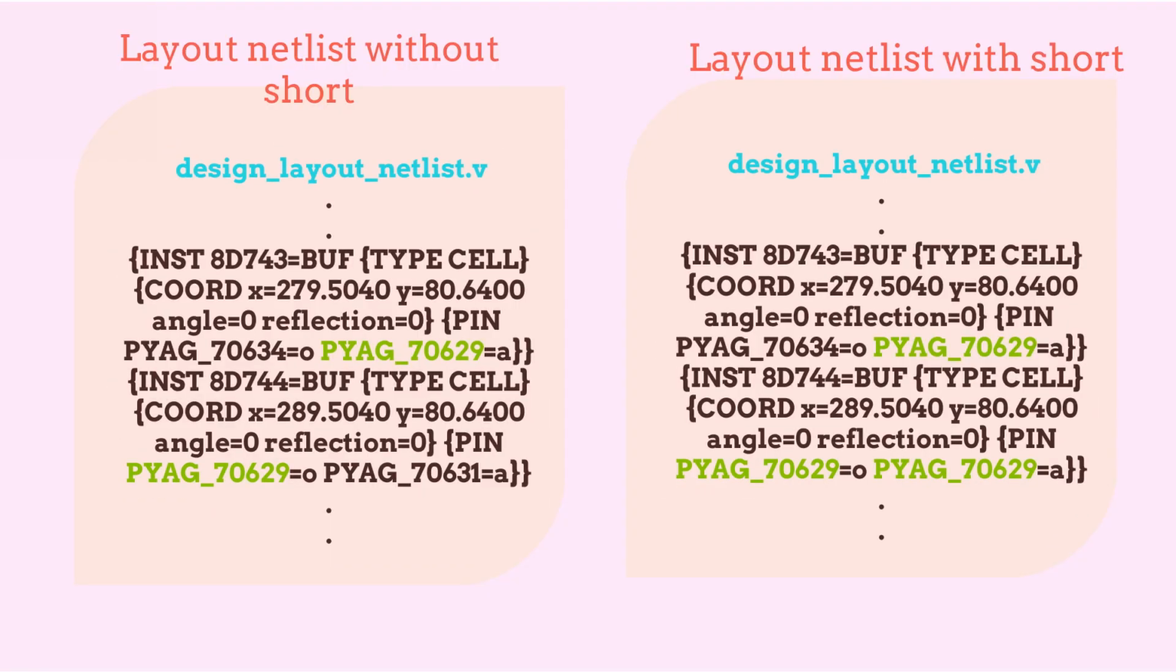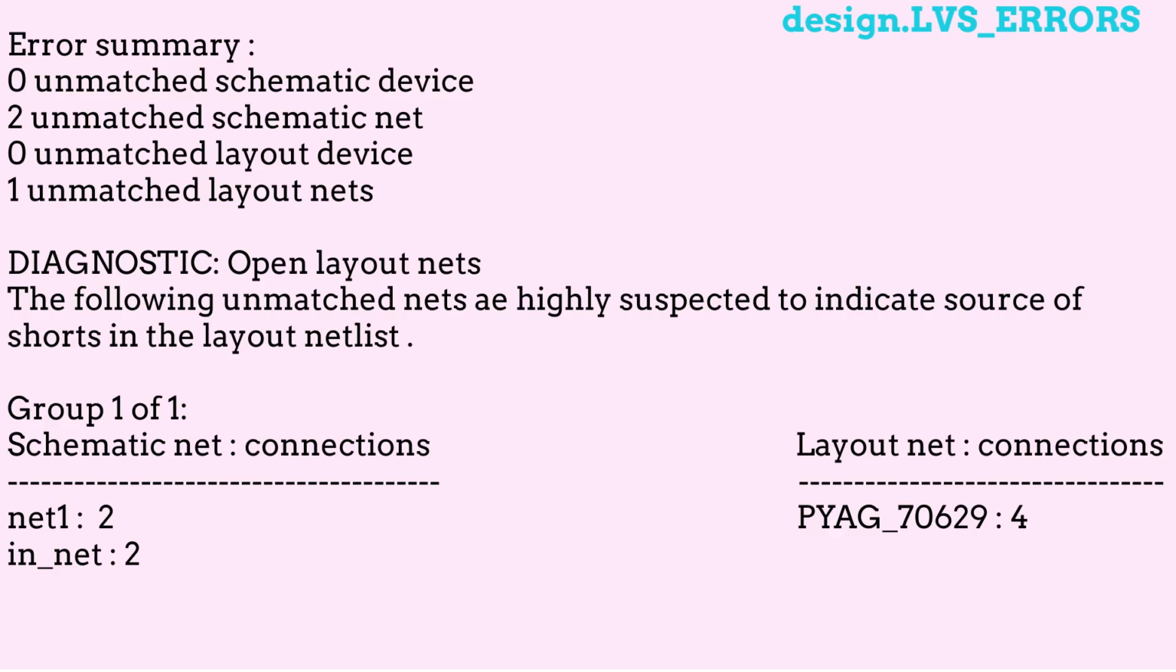In layout netlist with short, pin A and pin O of the same cell is connected to the same net. In schematic netlist, there are two nets, net 1 and in net, which is connected to two pins each. In layout netlist, since the shapes are overlapping, both the nets, net 1 and in net, are merged into one net, PYAG70629, which is connected to four pins.